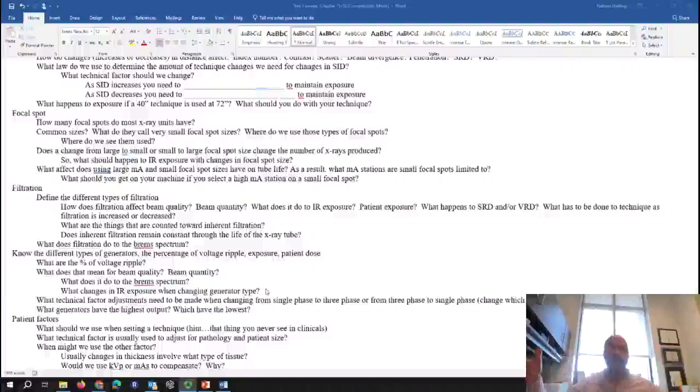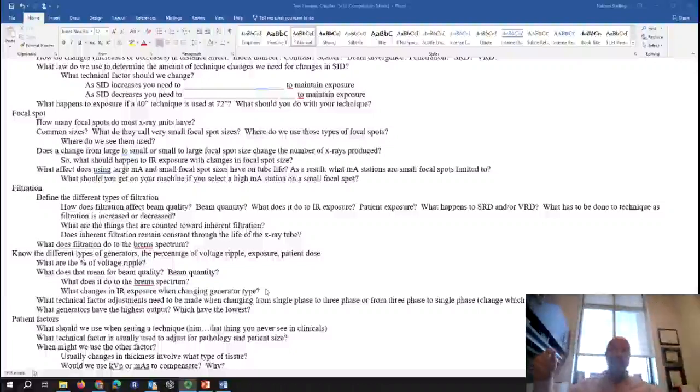What technical factor adjustment needs to be made when changing from single phase to three phase? What you would need to change is mass. Since we get an increase in numbers from single phase to three phase, even though we also get an increase in average, we don't get an increase in peak. So we don't want to change our kVp. We want to change our mass. And if we're going from single phase to three phase, because we have a higher output with the three phase, we want to reduce our mass by a factor of 2.